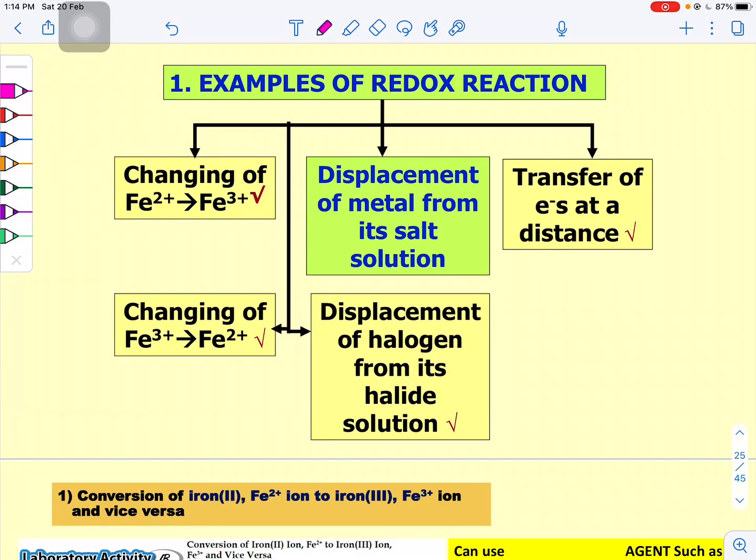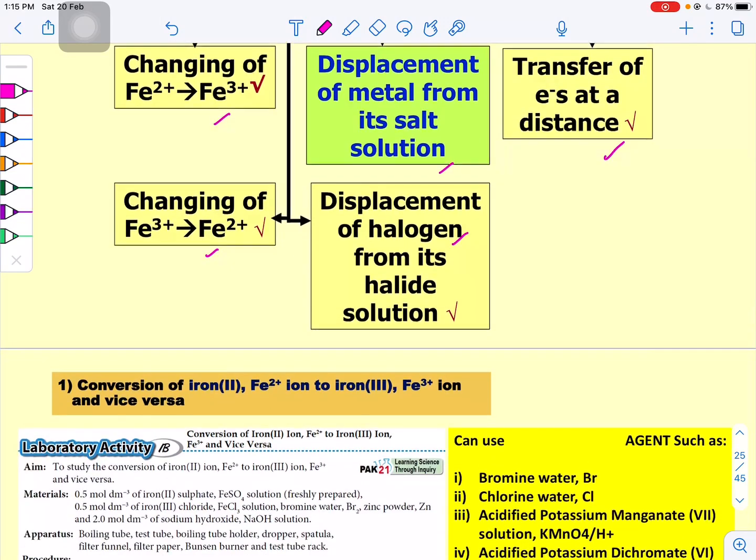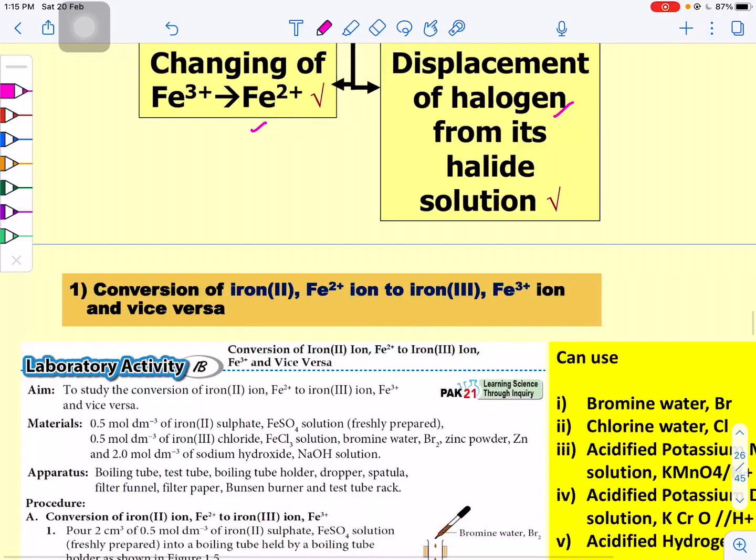So today we're going to focus on the application or the examples of redox. We're going to focus on the 5 situations. First, changing of iron 2 to iron 3, changing iron 3 to iron 2, displacement of metal and displacement of halogen, and the last one is transfer of electron at a distance. So the first one is conversion of iron 2 to iron 3 and vice versa. Maksudnya iron 2 kepada iron 3 and then iron 3 to iron 2.